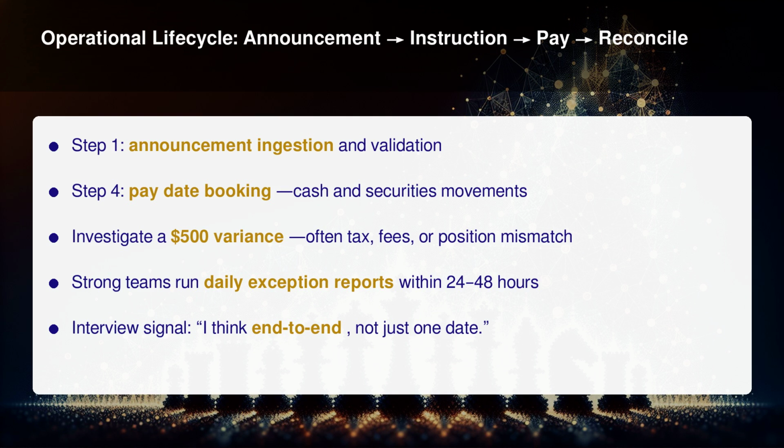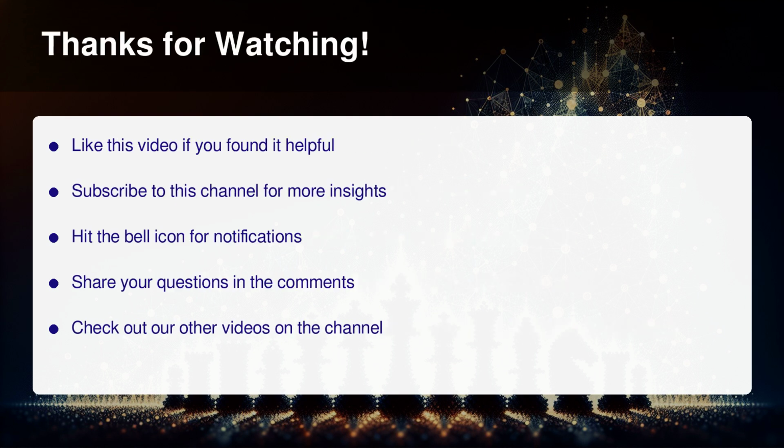For example, if you expect $50,000 cash from a dividend but receive $49,500, you investigate a $500 variance, often tax, fees, or position mismatch. To put this in perspective, strong teams run daily exception reports and chase differences within 24 to 48 hours. Interview signal: I think end to end, not just one date. Avoid vague answers like, "it depends," without a rule. Instead, state the default rule, then list the checks. For now, you understand event classification and date-driven entitlements.